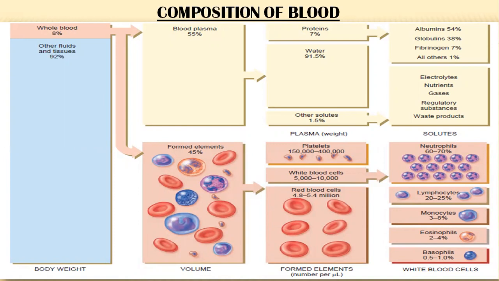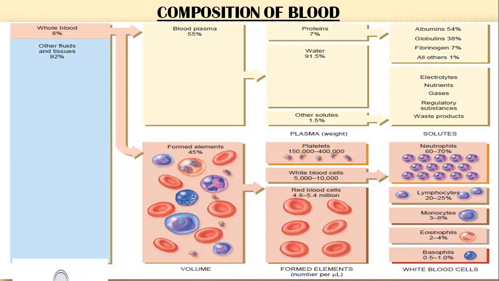Moving on, let's discuss the composition of blood. What are the major components of blood? To some extent, we've already touched on the components of blood, but let's go into detail now. Like I said, whole blood is about 8% of your body weight. Then the 92% is for other fluids and tissues of the body.